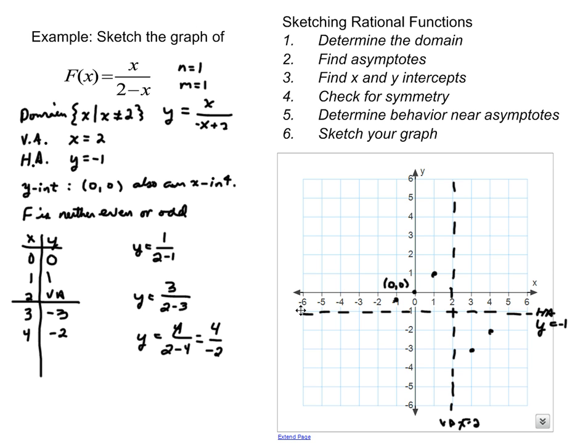Or other points, but look at what's happening. This graph is coming along the horizontal asymptote, and as we come from the left, the graph tends toward positive infinity. If you just follow the points from left to right, that's what happens. And going from the vertical asymptote at x equals 2, the graph seems to come up along that vertical asymptote and increase until it approaches the horizontal asymptote at y equals negative 1. So this is the graph of our function f of x equals x over 2 minus x.